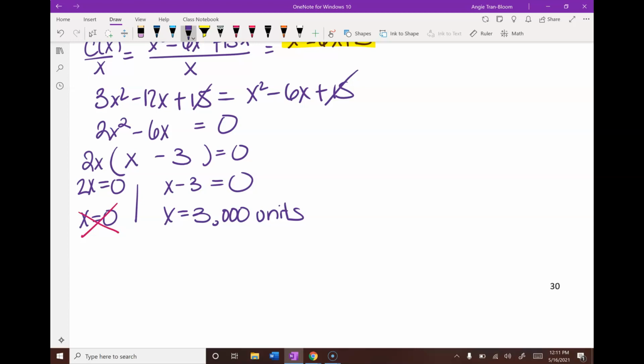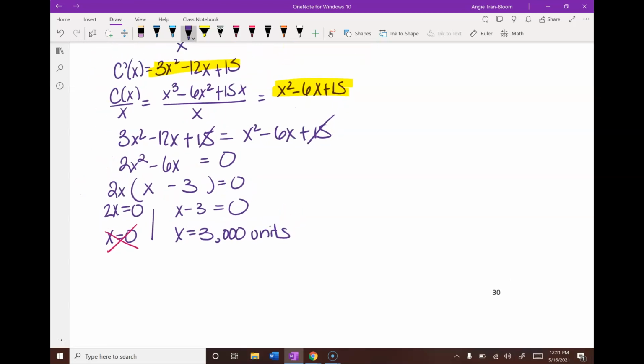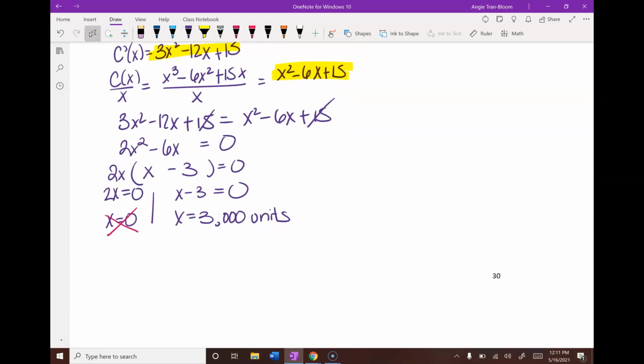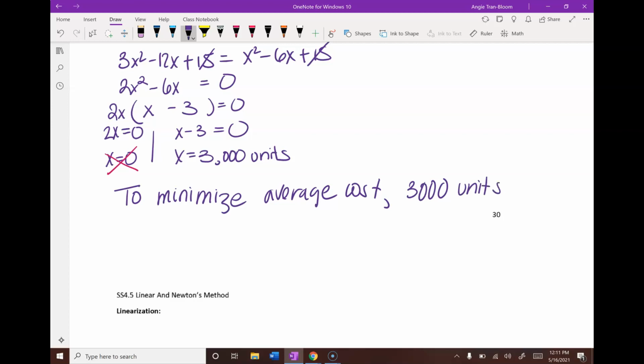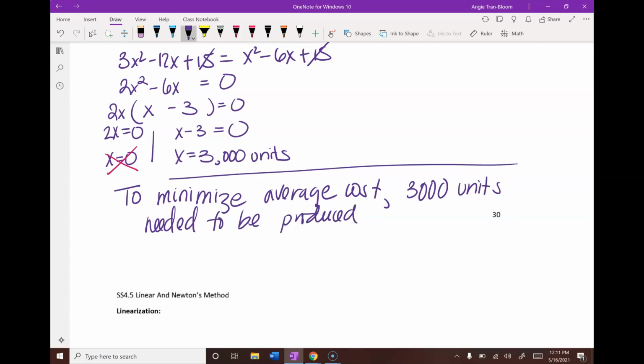So students, now we have a minimized cost here. So to minimize average cost, okay, 3,000 units need to be produced. Box that up.